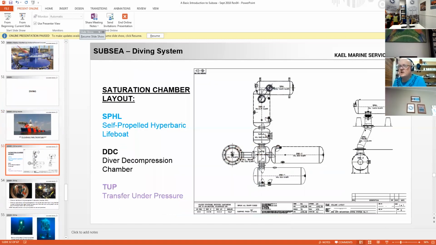Okay, so the saturation diving layout. You'll have an SPHL, which is a self-propelled hyperbaric lifeboat, in case the ship sinks. You have your diver decompression chambers. You have your TUP, which is transfer under pressure, moving between chambers, to the bell, or moving between chambers to the lifeboat.